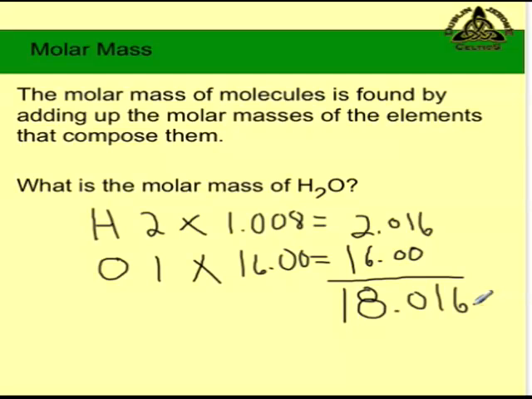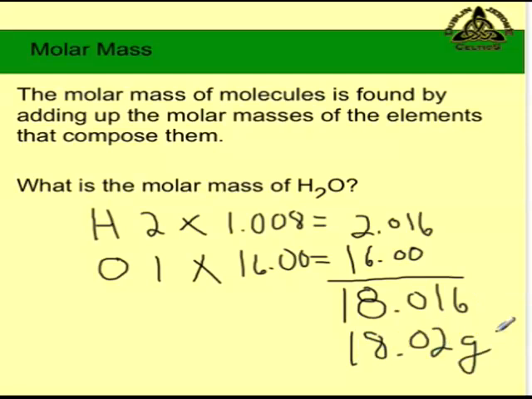But if we use our rules for significant figures for addition, you'll notice that 16.00 has 2 places to the right of the decimal point. 2.016 has 3. Clearly 2 places to the right of the decimal point is less, so we have to round off our answer to 2 places to the right of our decimal point. So the answer would be 18.02 grams. So the molar mass of water is 18.02 grams.